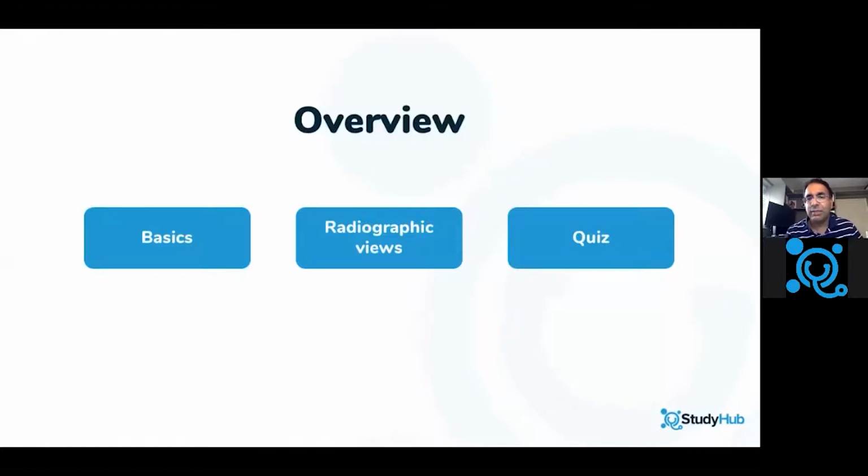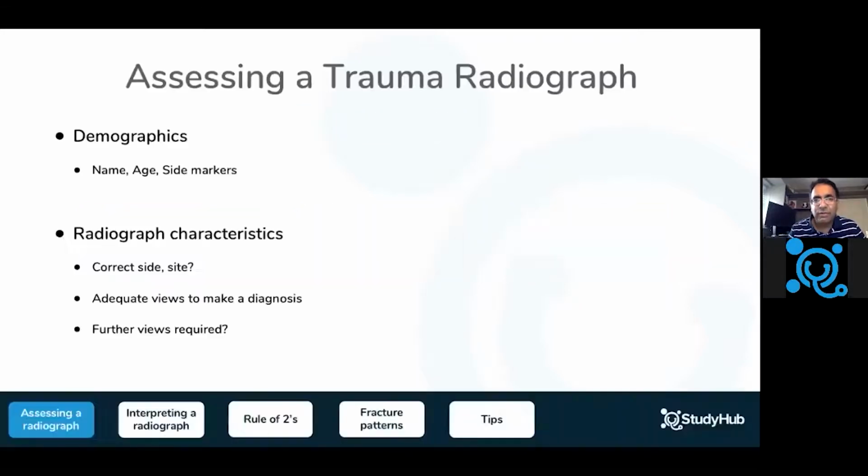And at the end, we have a quiz where there are about 20 radiographs, where your job is to pick out the abnormality, what's wrong or what's the fracture on that particular radiograph. Okay, so we'll start first and foremost with the basics.